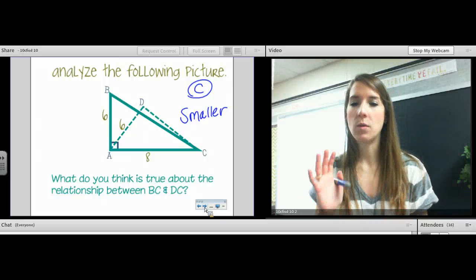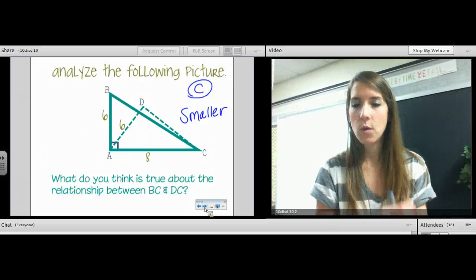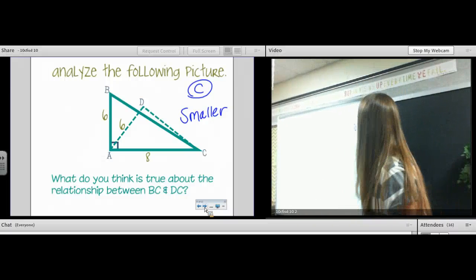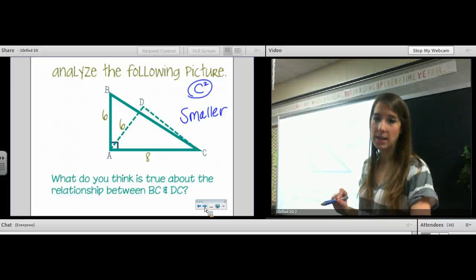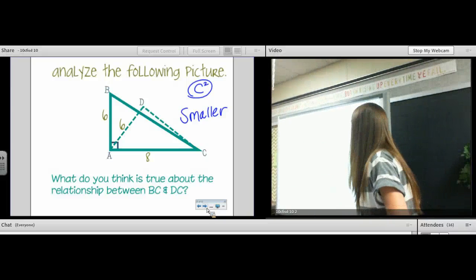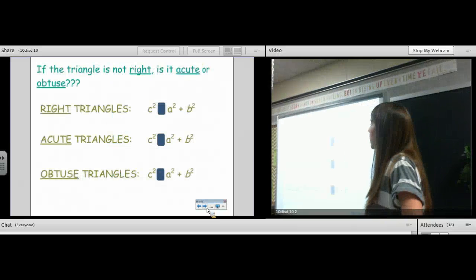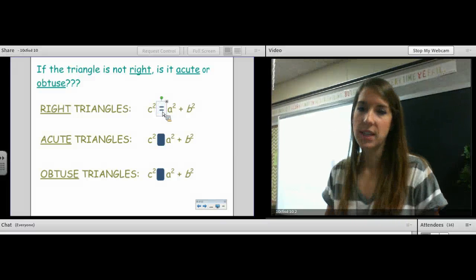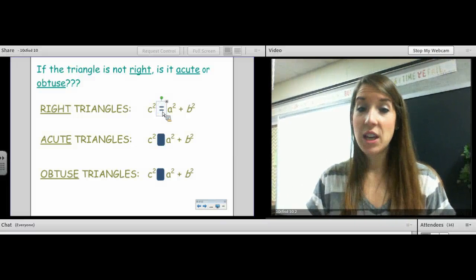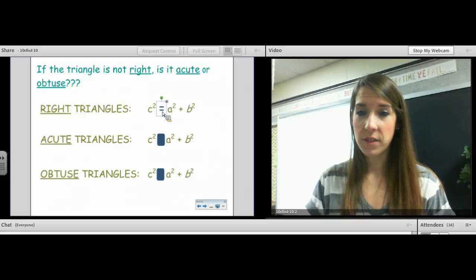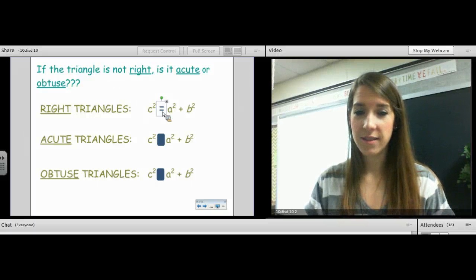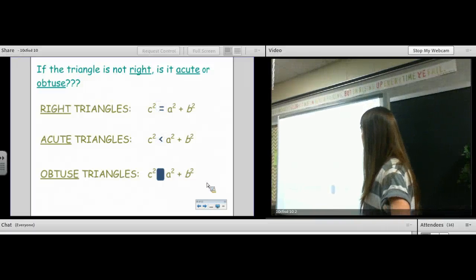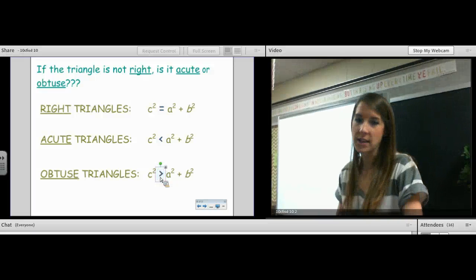Now, unfortunately, we can't just look at how long the side is. We need to use the Pythagorean theorem to help us. We have to look at how long the side squared is. So we're going to focus on C squared and what's happening to C squared. If it's a right triangle, C squared equals a squared plus b squared. If it's an acute triangle, then what? C squared is less than a squared plus b squared, very good. And if it's an obtuse triangle, c squared is greater than a squared plus b squared.